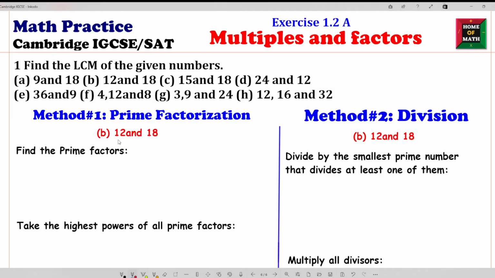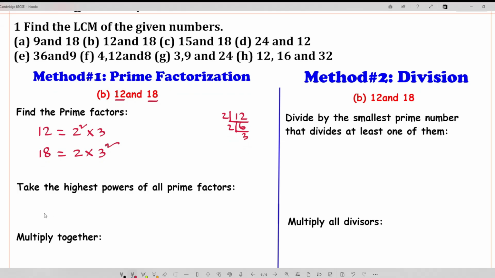Part B, we will find the LCM of 12 and 18. First find the prime factors. So 12 we can write, look, 12 divided by 2 is 6, divided by 2 is 3. So 2 square times 3, right? And 18 is similar, as we solved earlier, 2 times 3 square, right? Now take the highest power of all prime factors. So here is 2 square and here is 3 square.